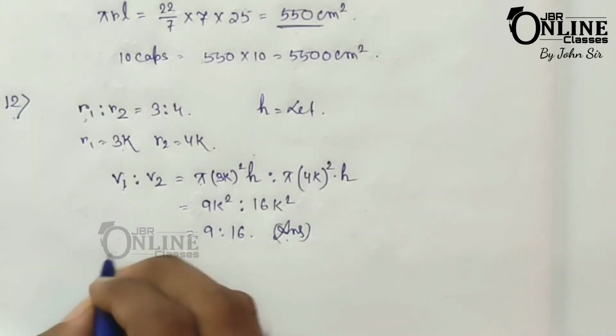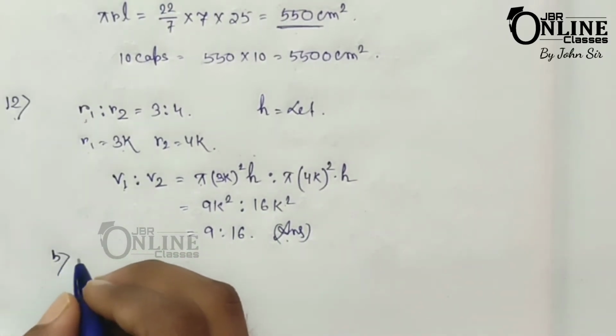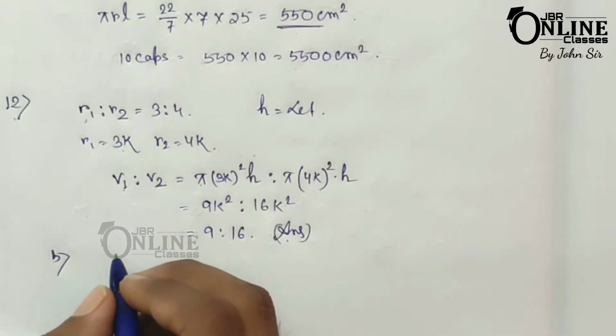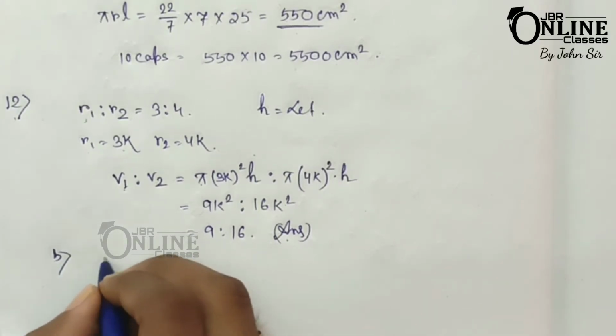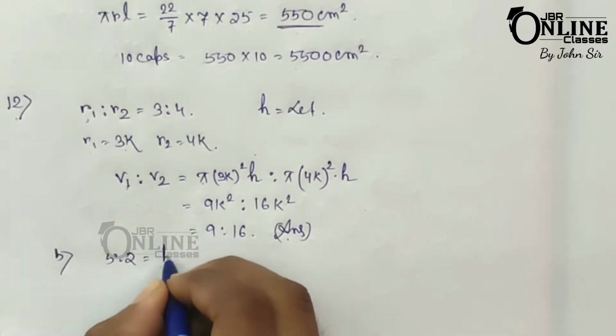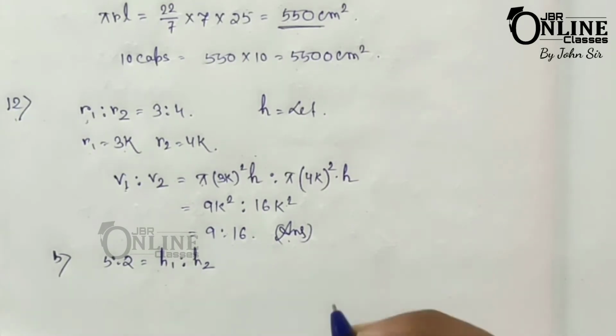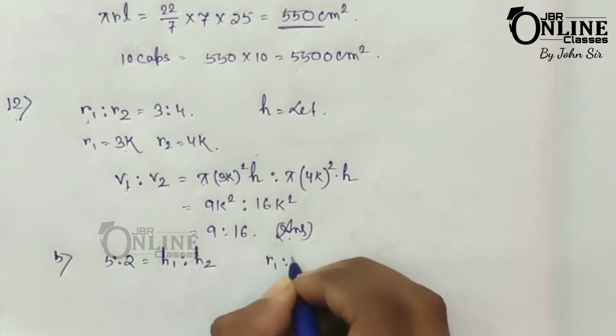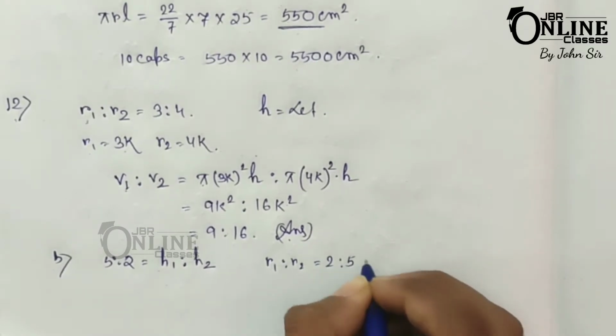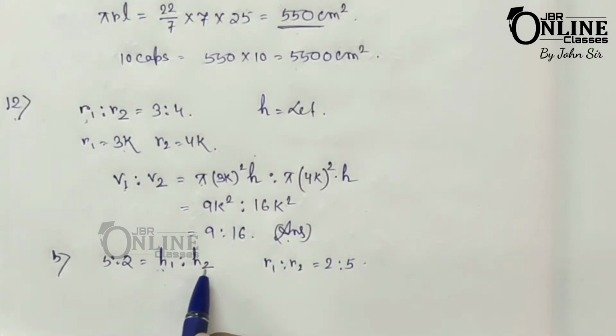Now the second part, that means 12b. In 12b, the ratio of the heights of two right circular cones is 5:2. So 5:2 is the ratio of the heights, that means h1 is to h2. And their base radius ratio, that means R1 to R2, equals 2:5. Remember that the ratio of the heights h1 to h2 equals 5:2, and the ratio of their radii R1 to R2 equals 2:5. Now find the ratio of their volumes. You have to find out the ratio of their volumes.